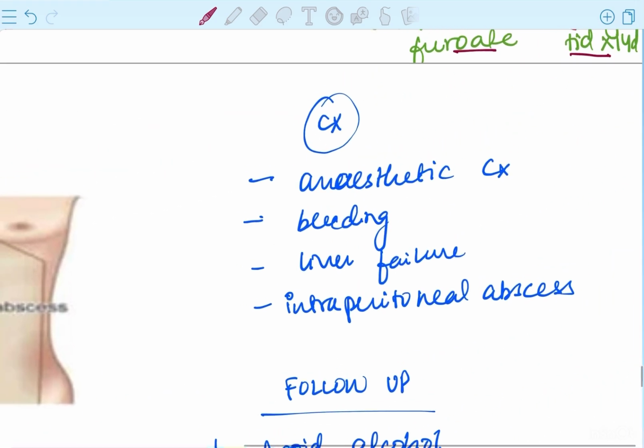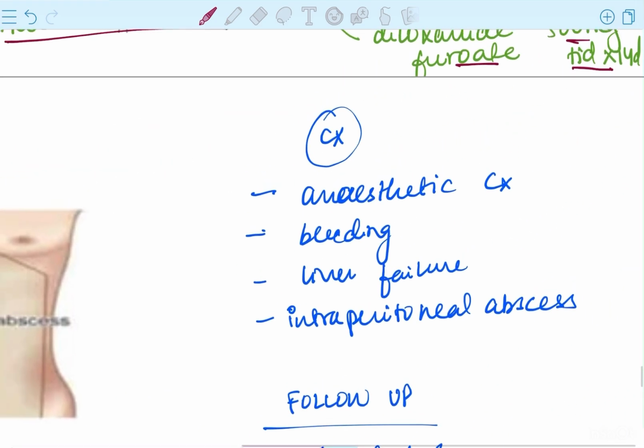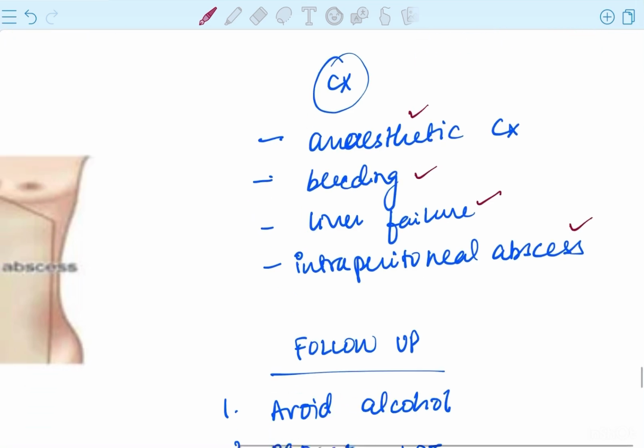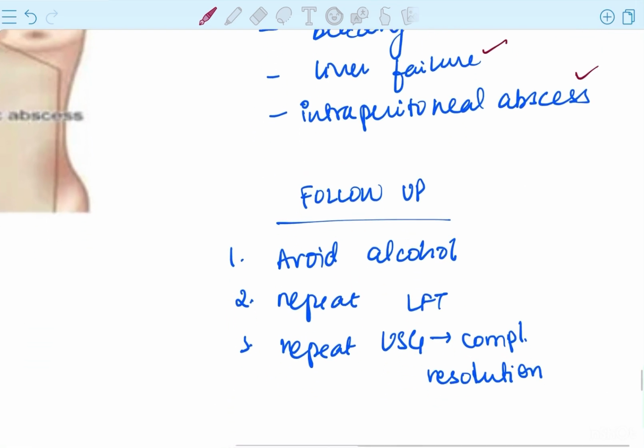Let us see the complications of the surgery. Definitely there will be some anesthetic complications. There will be bleeding manifestations. It can also go into liver failure, and intraperitoneal abscesses can also form. You have to follow up the patient. How are you going to follow up? You're going to advise the patient to avoid alcohol. The LFT needs to be repeated. A repeat USG should be taken till the disease is completely resolved.